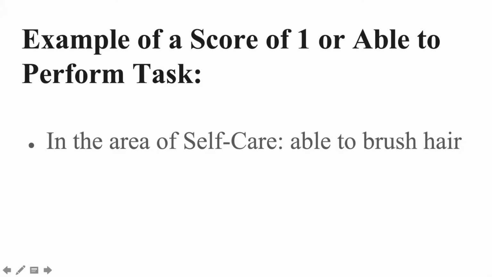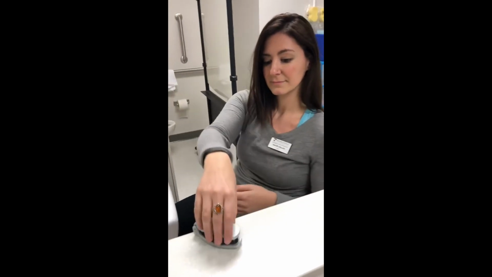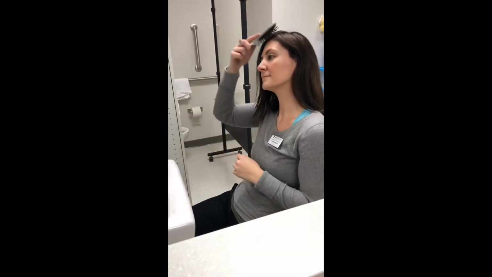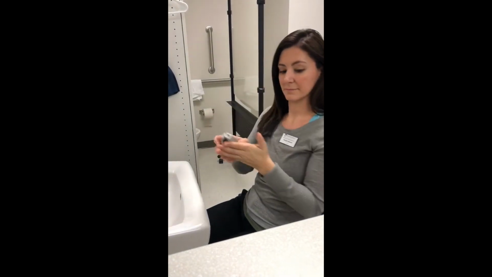Good trying. Next, we're going to show you an example of a score of 1, or able to complete and perform the task, in an area of self-care. And this example is for brushing hair. Okay, Pakize, can you brush your hair for me? Wow, good hair brushing. Good job.